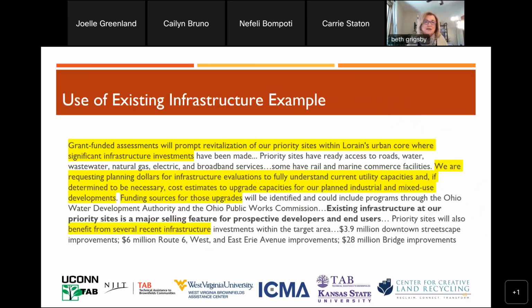And this is an example, and the examples I'm using are successful grant applications from the past. So these are relatively good. And what I liked about this was they talked about existing infrastructure at the priority sites, a major selling feature for prospective developers. EPA wants to hear that type of thing. Next slide, please.